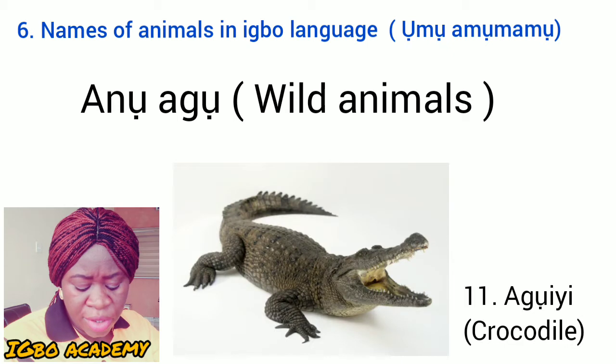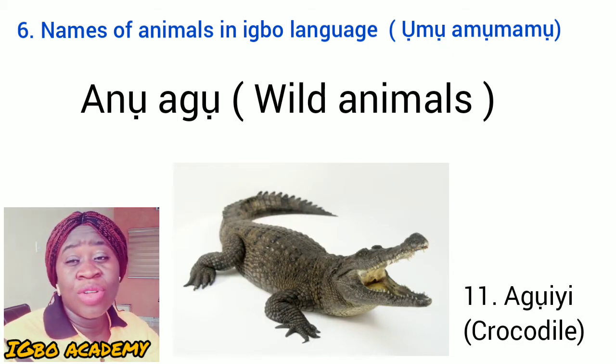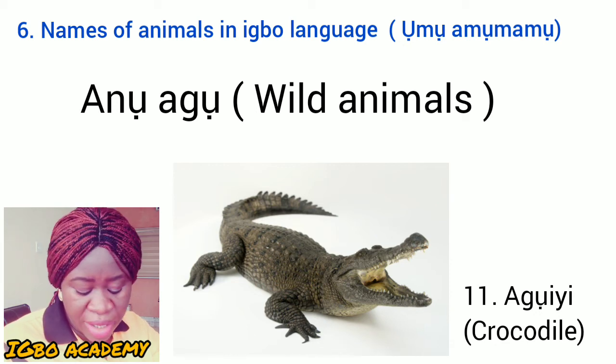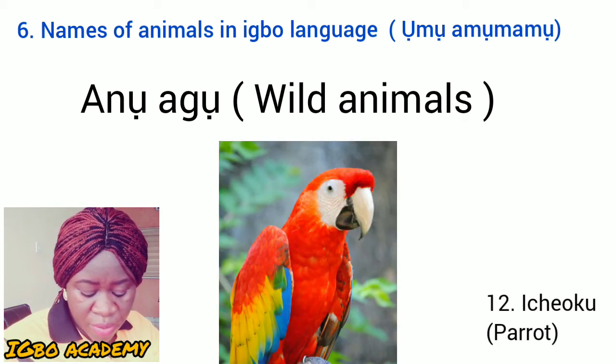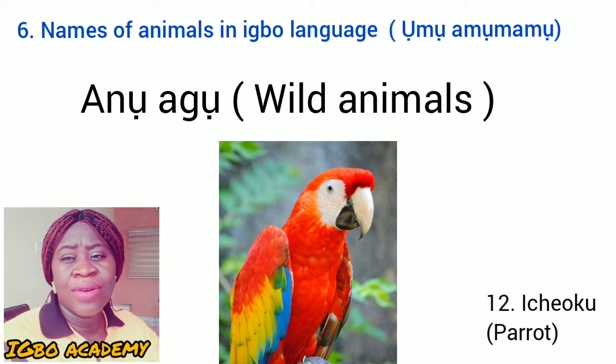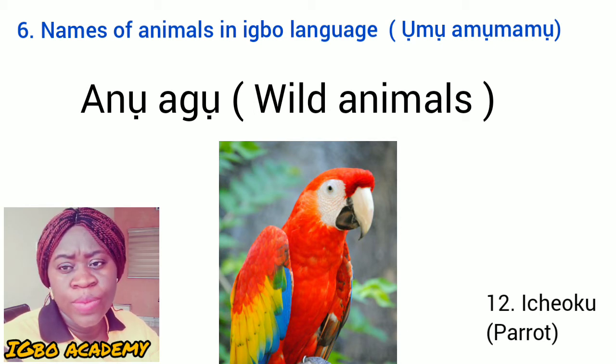Then number 11, crocodile. The crocodile is called agụiyi. Number 12 is a parrot. The parrot is called ichokwu.